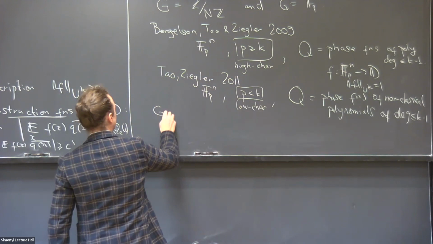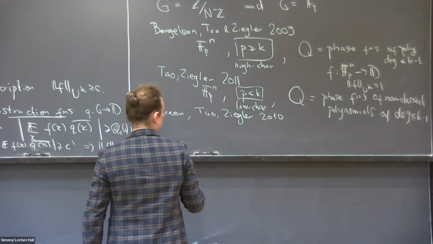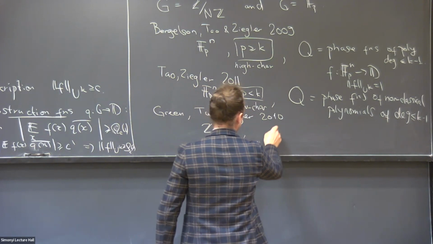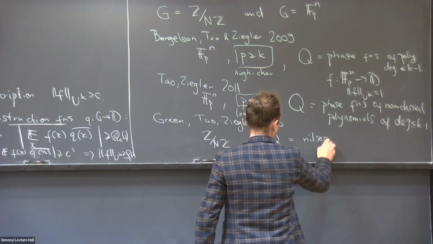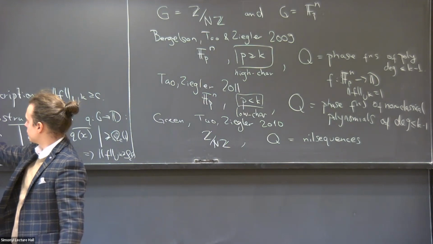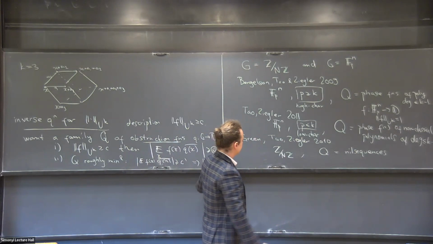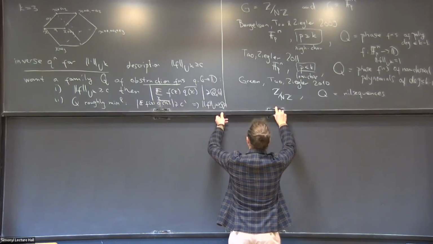When it comes to the cyclic groups, there is the result of Green, Tao, and Ziegler from 2010. So it's the cyclic group, and the abstraction family is something called nilsequences, which I won't need in my talk. And now the difference is actually that these are no longer solutions to extremal problems. So that's the reason why I had to phrase the inverse question in this form. The first guess would be, well, just take the extremal solutions as abstraction functions, but that doesn't work in cyclic groups. All right, so those are the first results proving these inverse theorems.